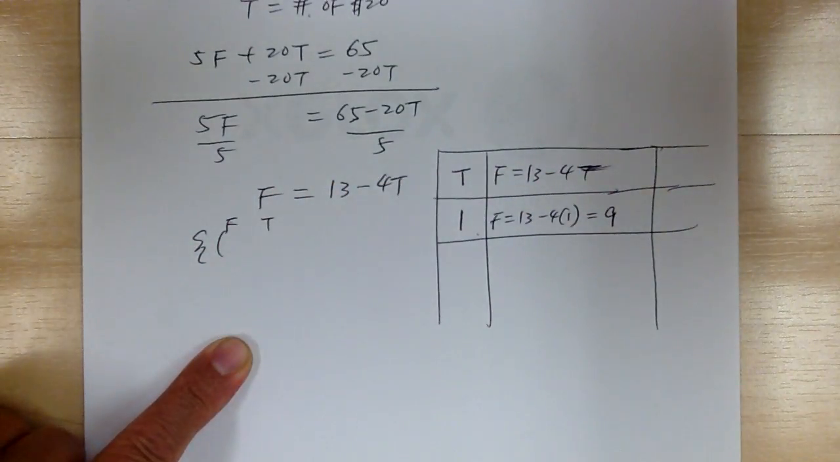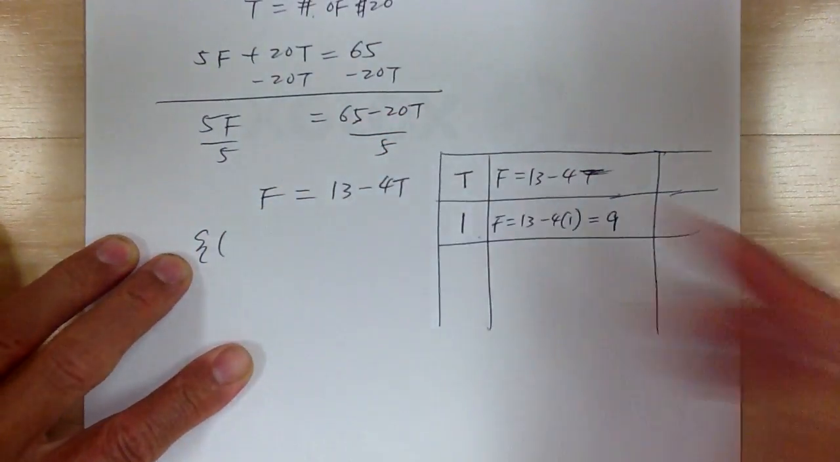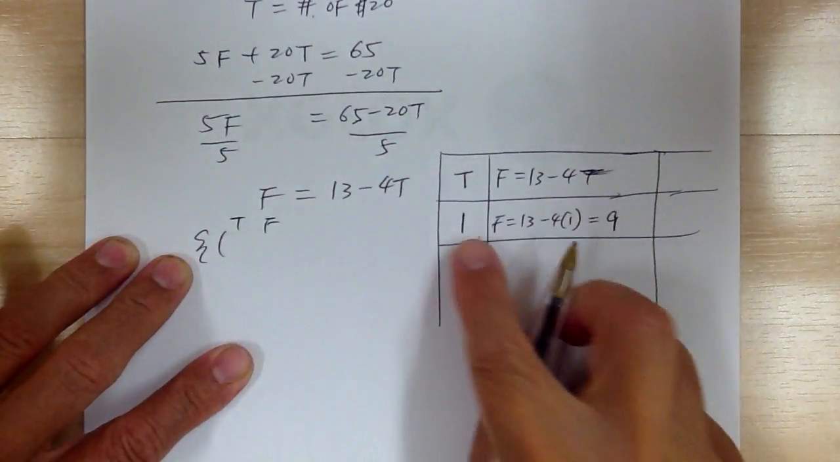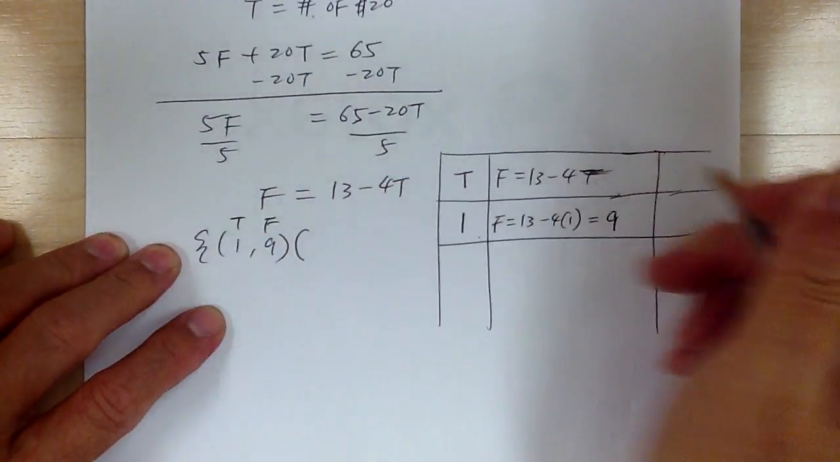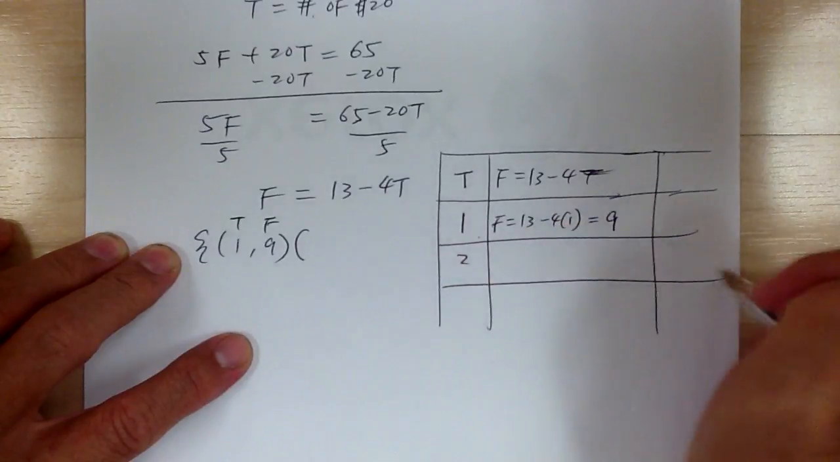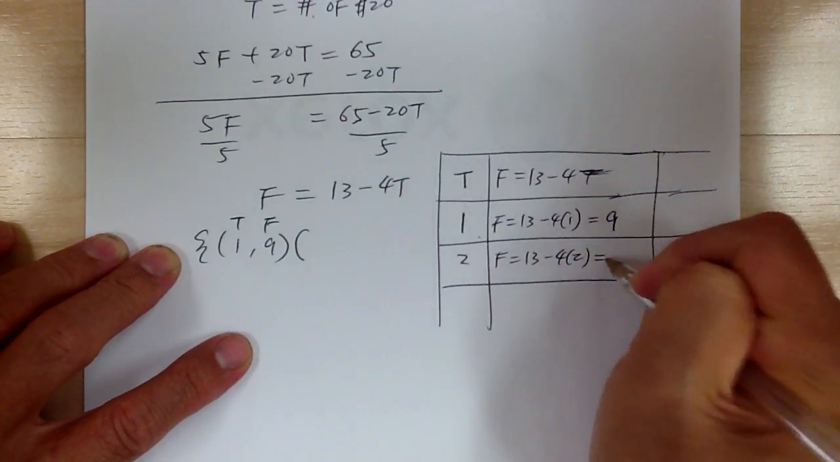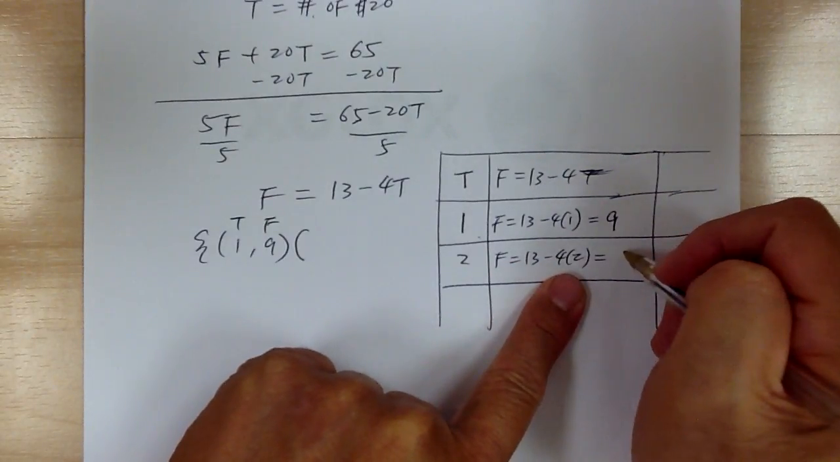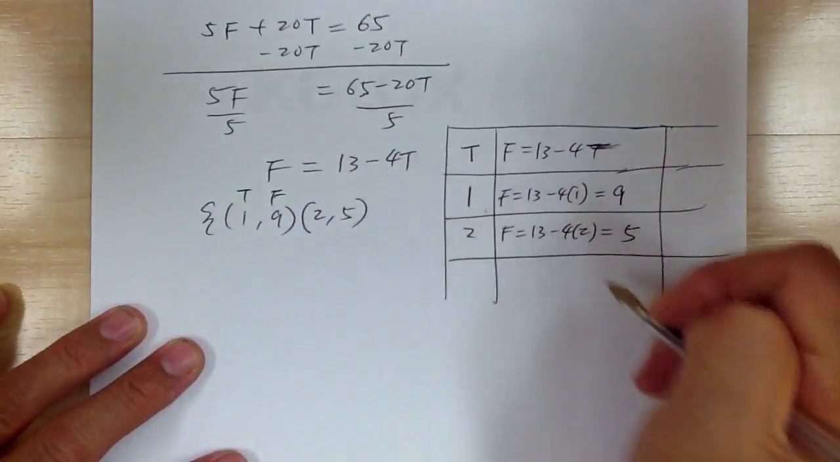You know, let's just do it the other way. Let's just go T and F. That way you don't have to switch. That way it's 1, 9. So once you define that, then we just follow that. Now if T equals 2, then F equals 13 minus 4 times 2. So it'd be 13 minus 8, which gives you 5. So it'd be 2, 5.